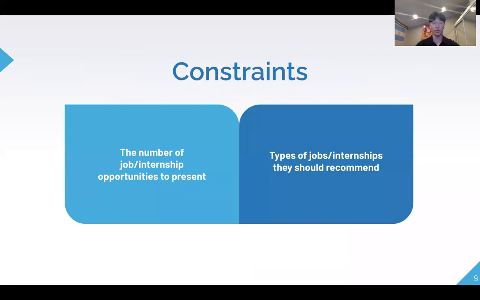We'll now be talking about two constraints. The first one being the number of job and internship opportunities they should present to each user. And then also the second constraint is the types of job and internship opportunities that they should present to users. So for example, they would not want to suggest a software engineering job to a marketing major and would rather utilize the data that they have depending on what companies they follow, the information the user puts in regarding their field of study, and what type of jobs they're clicking on to suggest the correct type of job opportunities available for them.